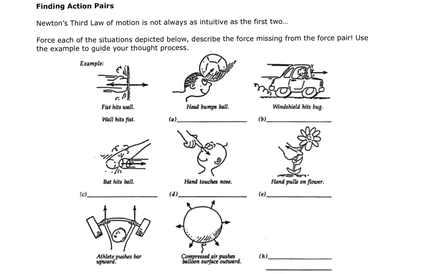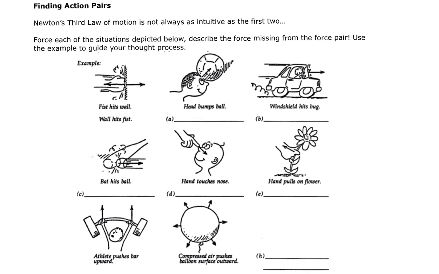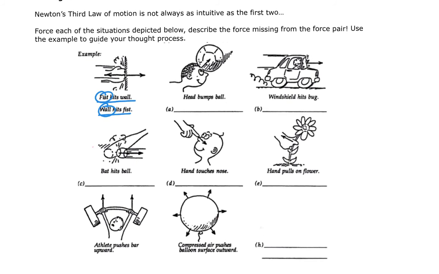So let's take a look at some of these action-reaction force pairs. What I'd like you to do now is go ahead, and we already did one, right? So the fist hits the wall. That's the action. Wall hits fist is what we're going to call the reaction force, okay? So notice that there are 2 objects. There's the fist and there's the wall. And there's 2 forces. There's the force of the fist hitting the wall, and there's the force of the wall hitting the fist. What I would like you to do now is pause the video and fill in the rest of these. Okay, you don't have to worry about H. We don't have to make one up. But fill in the rest of these and see if you can figure out what those are, okay?